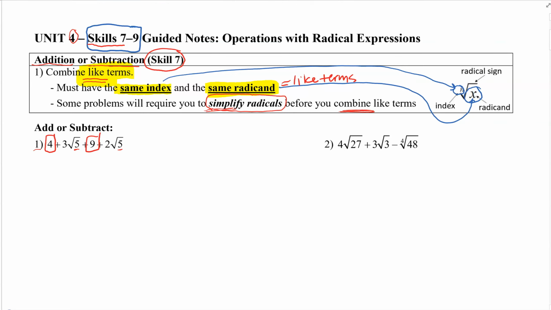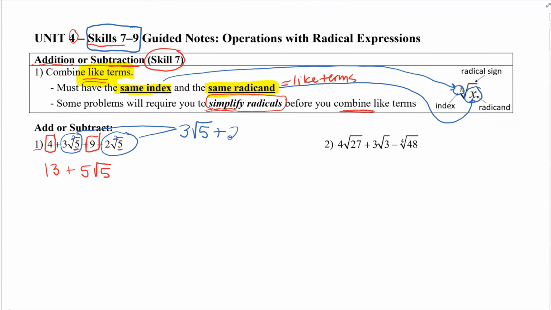And then I've got this expression with a square root, right? The index matches. And then this other expression that also is a square root has an index of 2. And the radicands of 5 and 5 match. So those are also like terms. So I will add the 4 and the 9 together to get 13. And then I can also add the 3 square root 5 plus the 2 square root 5 and get 5 square root 5. So what I did with the radicals is I added the numbers in front.